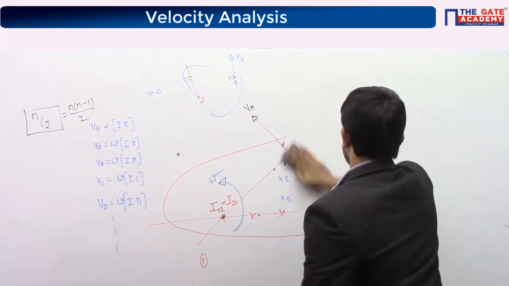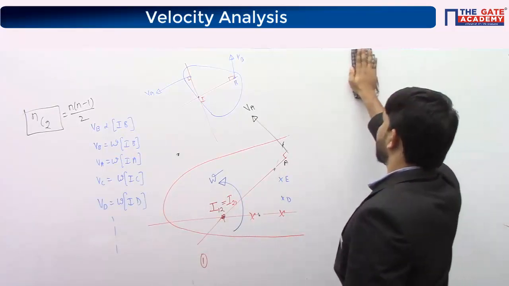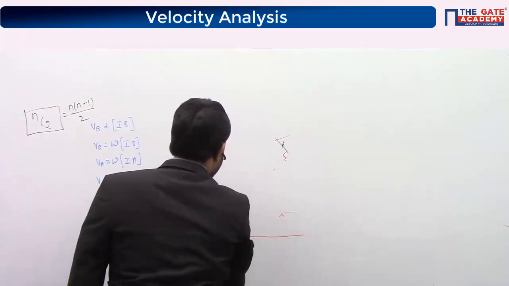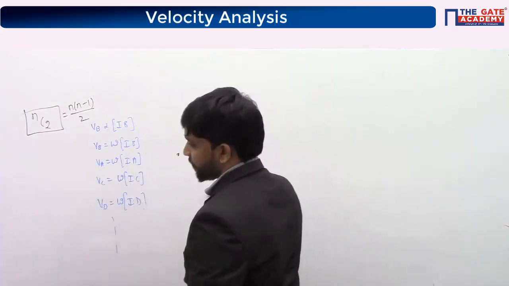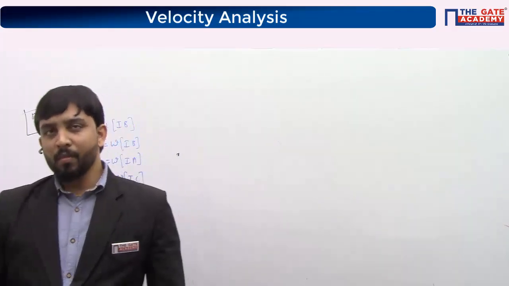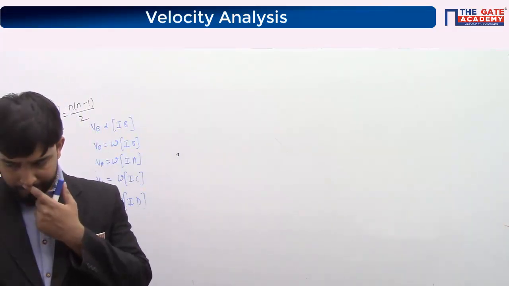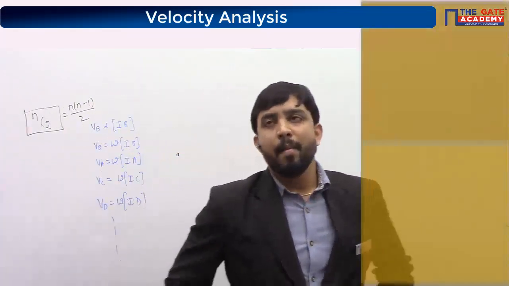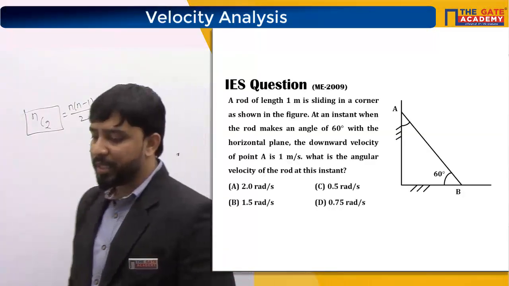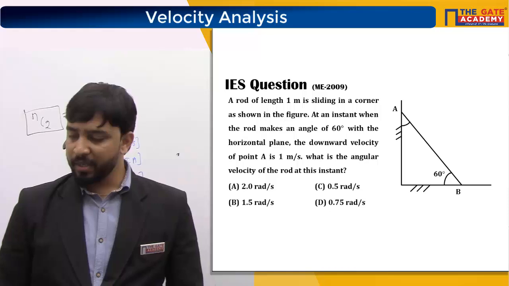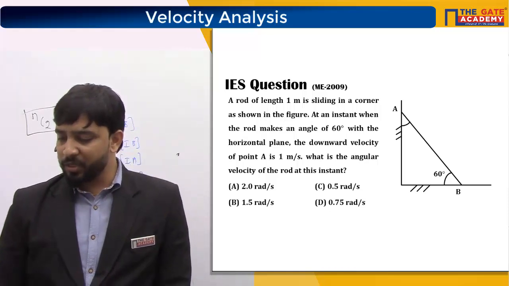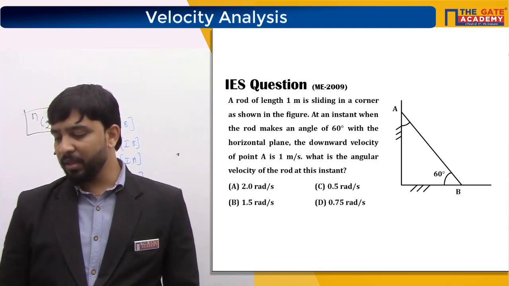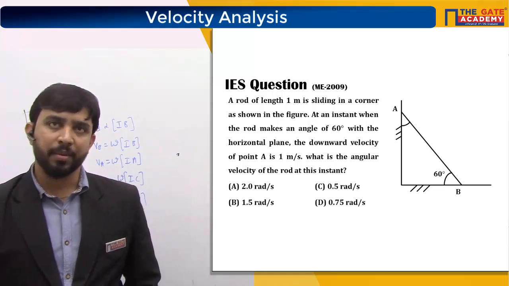Let's take down this problem, try to solve this problem. Let's take down this question. Let's try to solve this question. A rod of length 1 meter is sliding in a corner as shown in the figure. At an instant when the rod makes an angle of 60 degrees with the horizontal, the downward velocity of point A is 1 meter per second. What's the angular velocity of this rod at this instant?